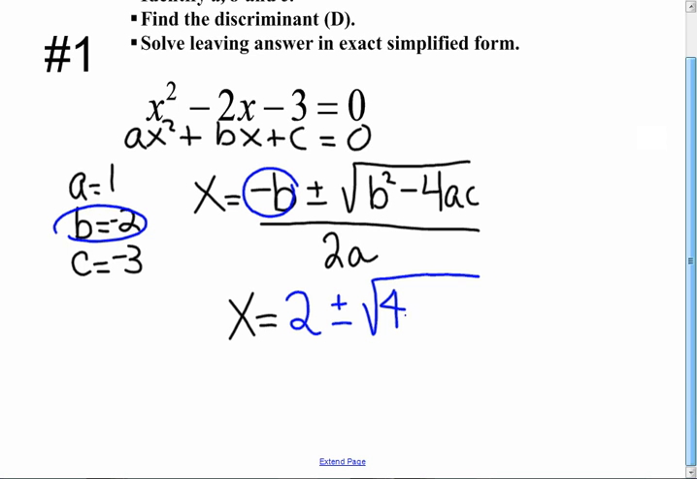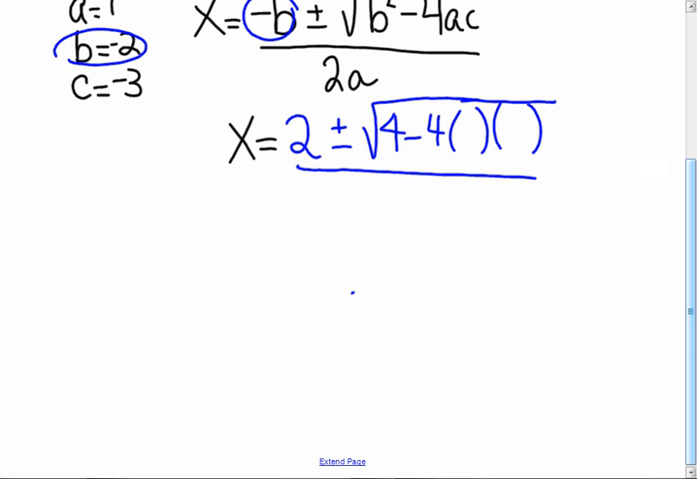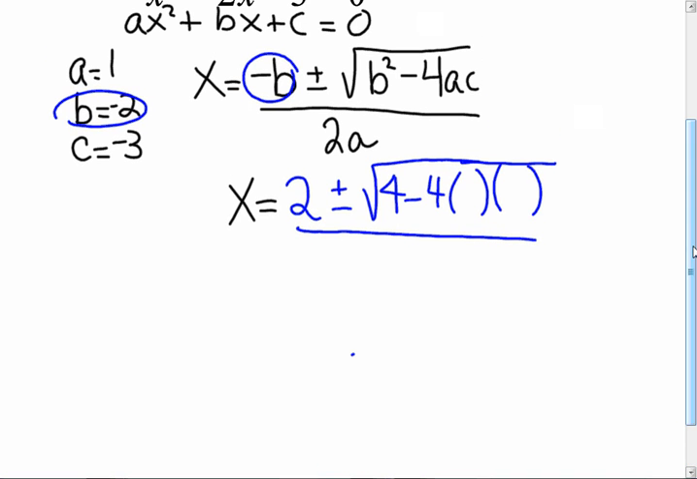Minus 4 times A times C. Now, I'm a little sloppy with my radical. Okay, Jane, you should be writing this down. Good. What am I putting in for A now? Okay, A is 1, and C is negative 3. Some of you are having difficulties with simplifying that. This is always where the problem is, the discriminant.